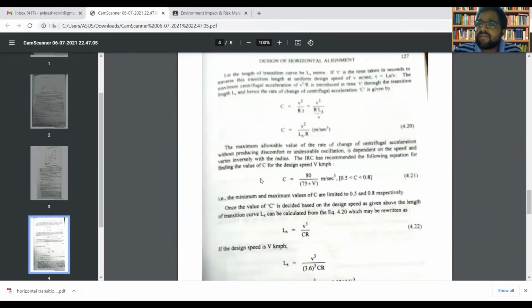Next one, actually, for finding out the value of C, that is the rate of change of centrifugal acceleration, IRC has given a formula that C is equal to 80 divided by 75 plus V, meter per second cube.